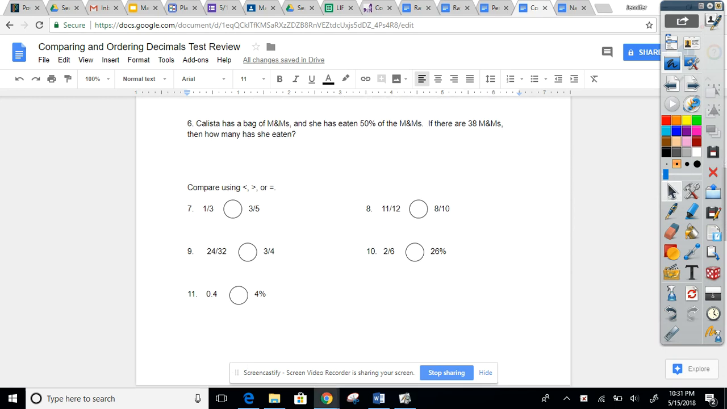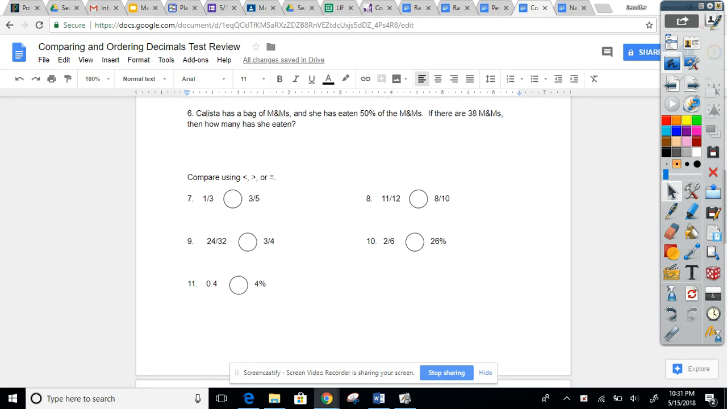Number 6, it says Callista has a bag of M&Ms, and she has eaten 50%. 50% is the same thing as what? What does that mean if she ate 50% of it? That means she ate a half of it. So if I want to find out what half of something is, I can divide by what number? That's right, I can divide by 2.